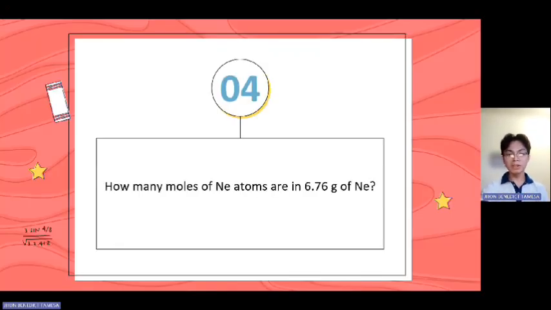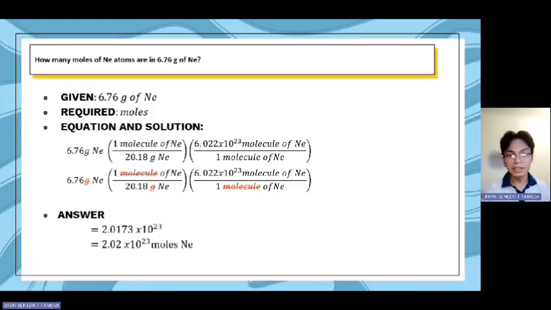Next, the fourth question: how many moles of Ne, or neon atoms rather, are in 6.76 grams of neon? The given is 6.76 grams of neon. The required answer is the moles. The equation and solution: multiply the mass to one molecule of neon over its molar mass, to cancel out the grams unit.